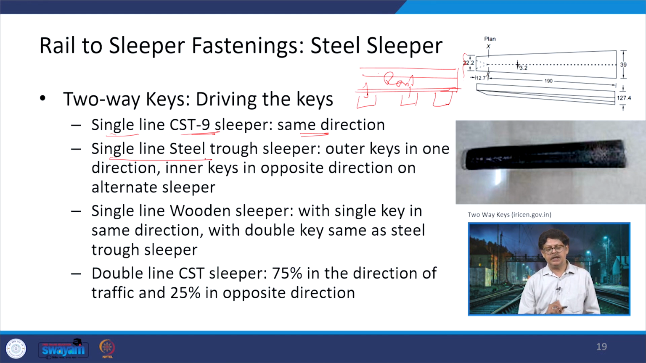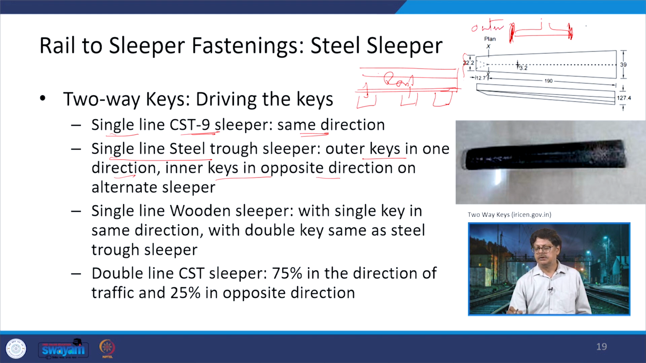In the case of single line steel trough sleepers, the outer keys are in one direction and the inner keys in the opposite direction on alternate sleepers. So, it is going to be inserted to hold the rail. When we are holding the rail, one is going to be used on this side, another is going to be used on the other side. So, if this is outer, then this one will be inner, depending on which side the gauge is on.